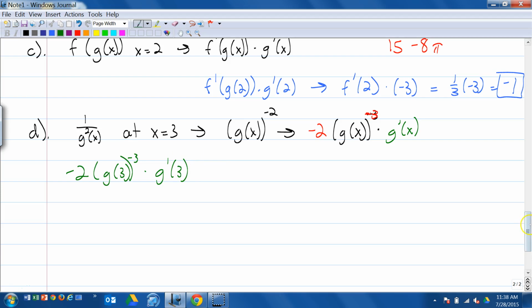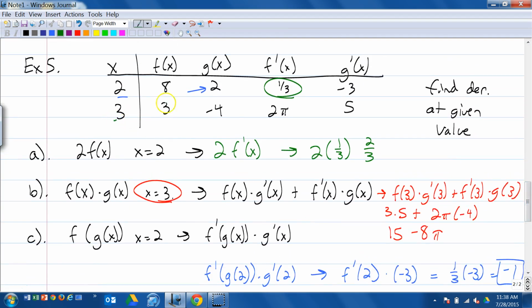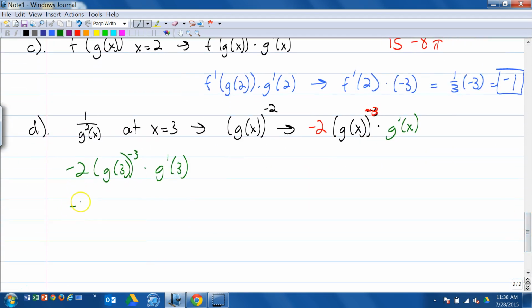Look at the chart. We need g prime of 3 and g of 3. So here's 3. G of 3 is negative 4 and 5 for g prime of 3. So we get negative 2 times negative 4 to the negative 3rd times 5. Remember, a negative exponent flips this down to the bottom. Negative 4 to the 3rd power, positive 3rd power, is a negative 64. So this becomes negative 2 over, this whole thing goes below it, negative 64 times 5. And when you simplify that, that becomes 5 over 32.